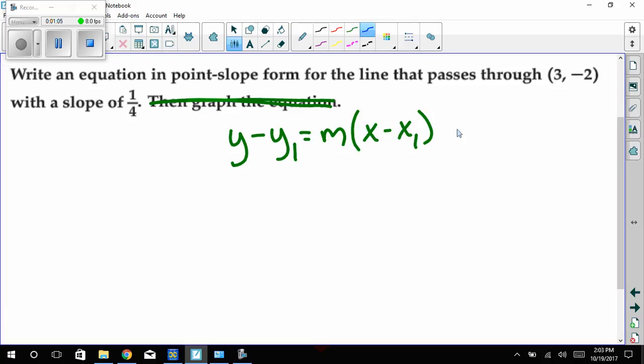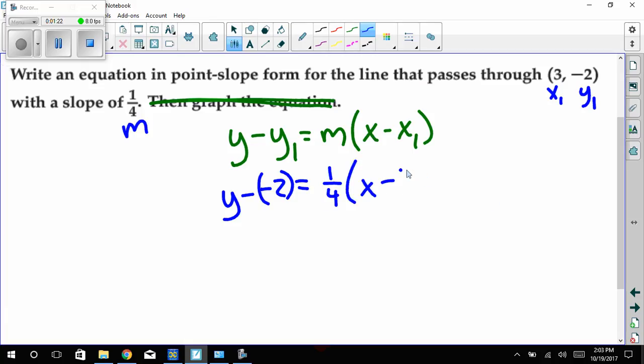Our point over here, that's given. This is going to be the x1. This is going to be the y1. And of course, we got our slope over here. So we just plug those in. We get y minus -2 equals 1/4, because that's the slope, x minus, and then our x1 is 3.